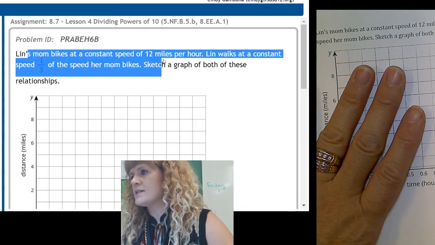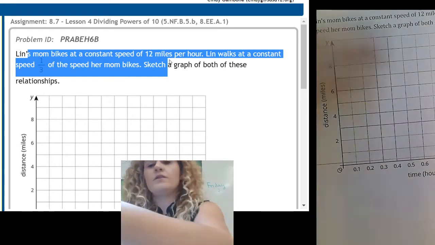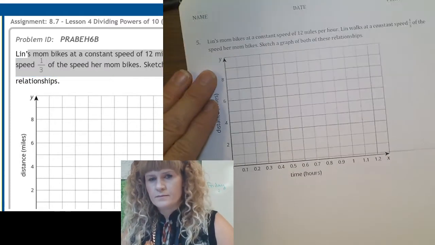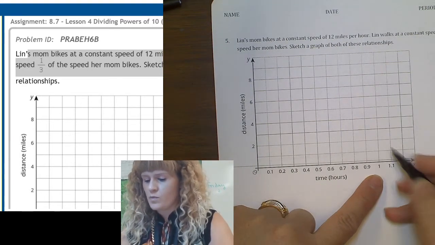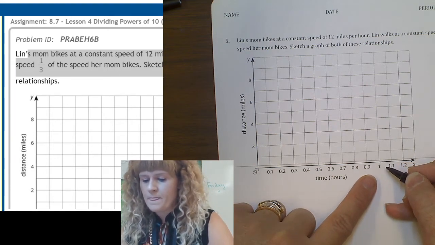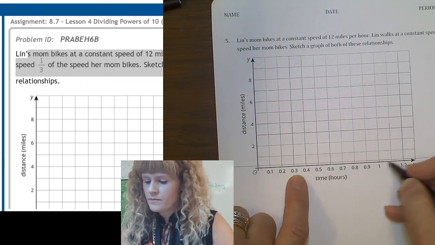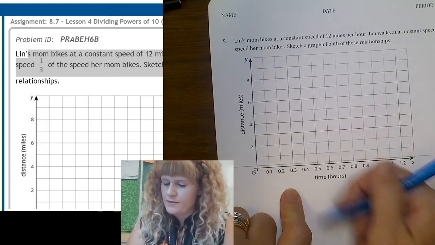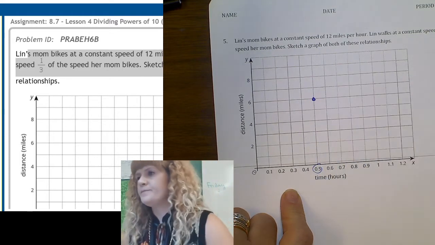Lynn's mom bikes at a constant speed of 12 miles per hour. Look at your paper or sketch this in your notebook. On the x-axis are hours. So if there's 1 hour, Lynn's mom has biked 12 miles. Uh-oh, that's off the graph, so I'm going to just divide that by 2. In half an hour, 0.5, that would be 6 miles. There we go.